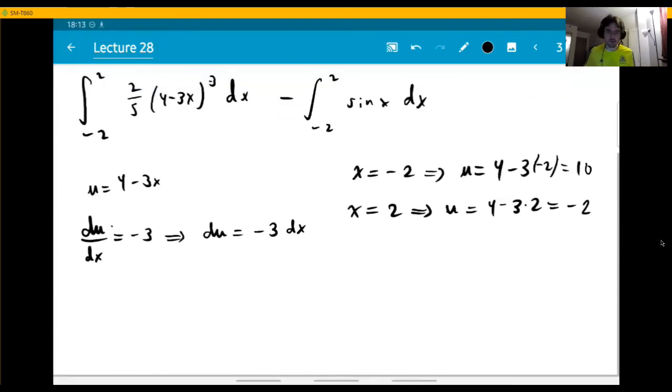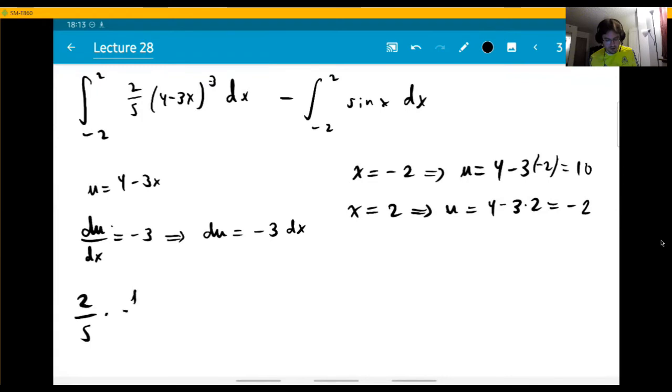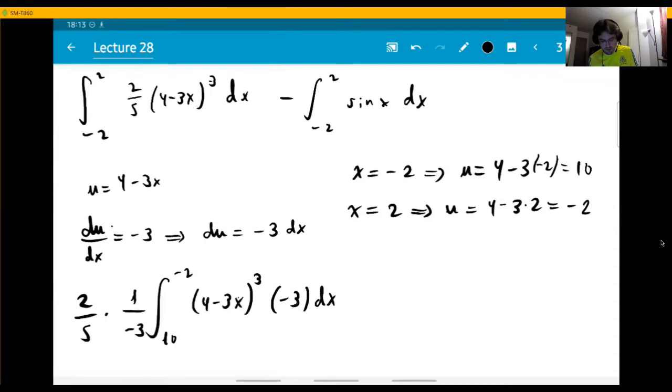And okay, how does this work? Let me first of all move the 2 over 5 outside of the integral. Also, the constant 1 over minus 3 that I'm introducing in order to have the proper u substitution to work here. This minus 3 that I'm introducing here, because of the minus 3 dx that I want, is now being canceled with this other minus 3 outside. All right, so this is the change that has to be done in the first integral. And let's keep the second one the way it is.